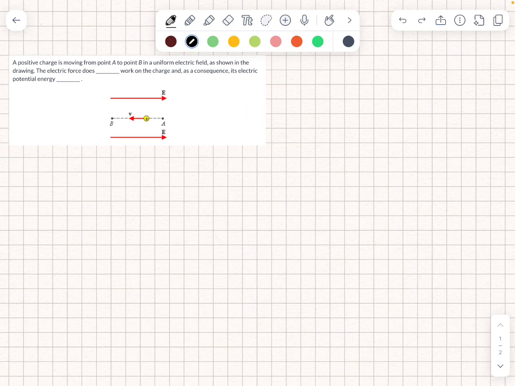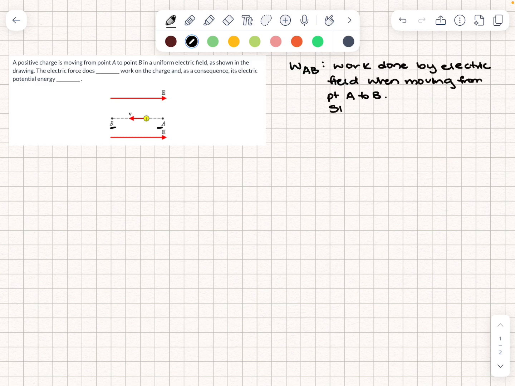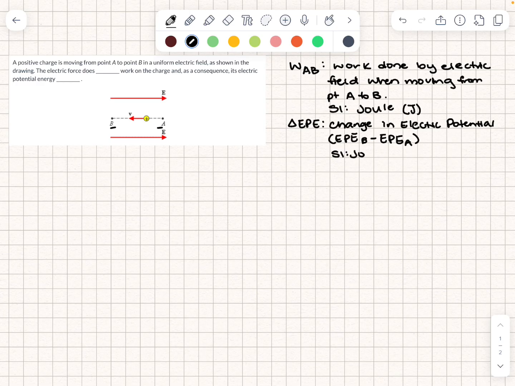So we're going to work from there, and a few things to note while we're working through the problem. We have W_AB, which will be representing the work done by the electric field when moving from point A to point B, and the SI units are joules. The next thing I want to define is delta EPE, which is the change in electric potential energy, represented by the electric potential energy of B minus the electric potential energy of point A. The SI units are also joules, represented by J.